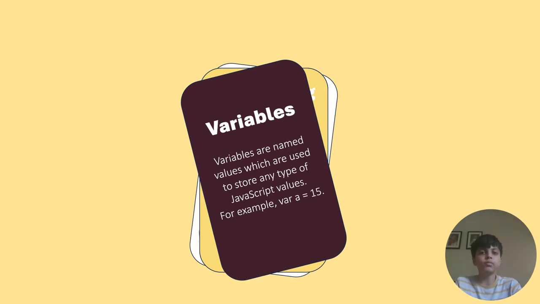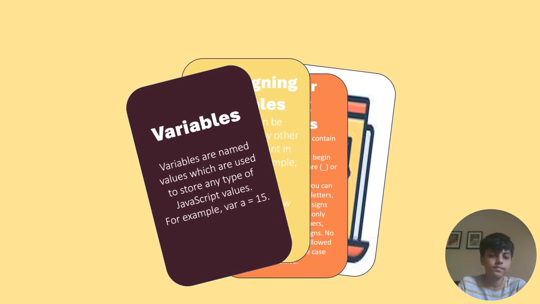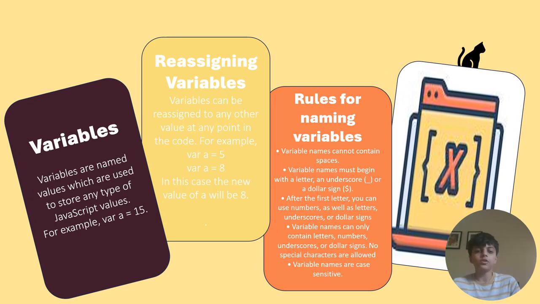Okay, let's move on to variables. So, firstly, what are variables? Variables are named values which store any type of JavaScript values or data types. For example, var a is equal to 15. So, you might not know what a data type is, and as you may know, we'll be learning about it next.